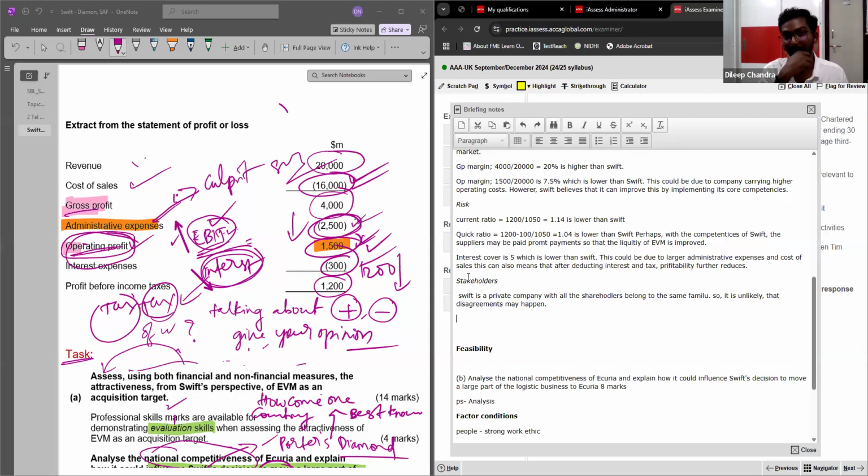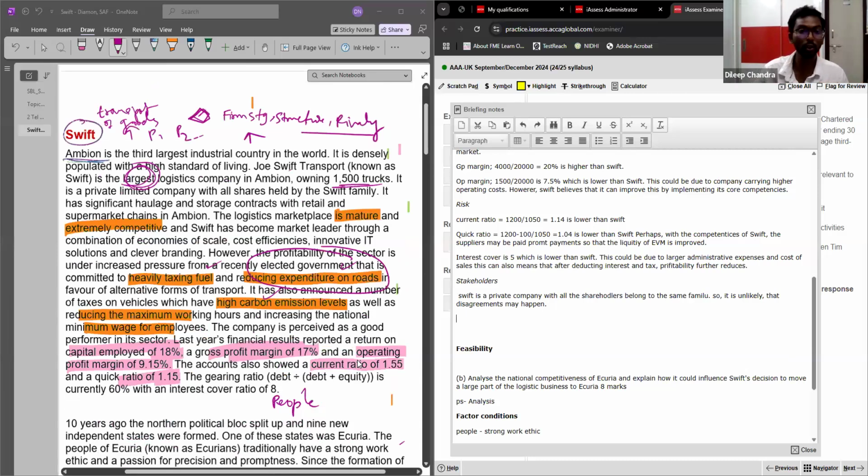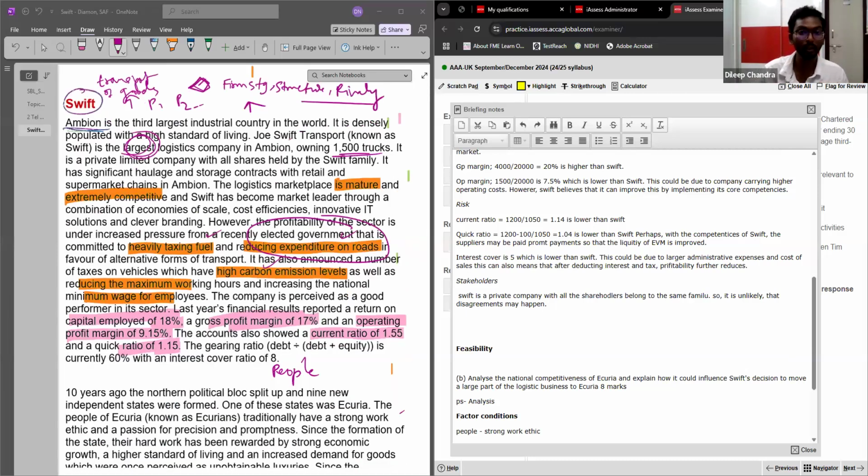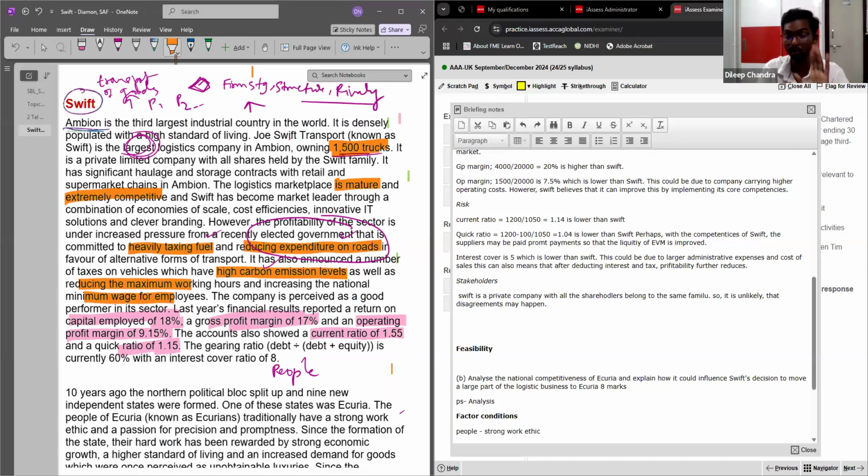But imagine if Swift shifts most of its operations to this new country, what happens to these 1,500 truck drivers? They will be losing their jobs, right? They might be angry. So truck drivers are also stakeholders. I'll have to talk about them as well.